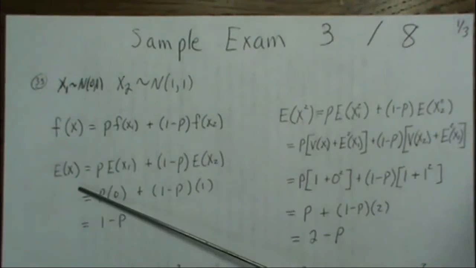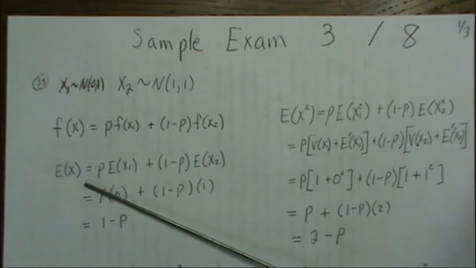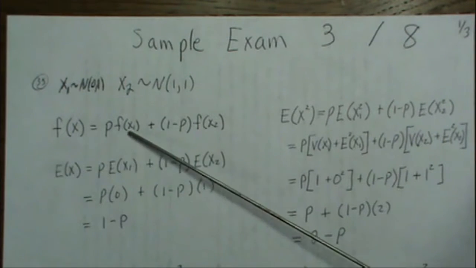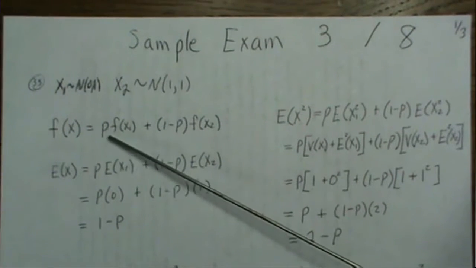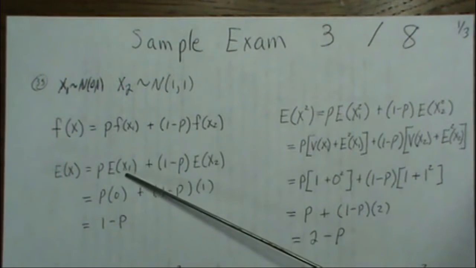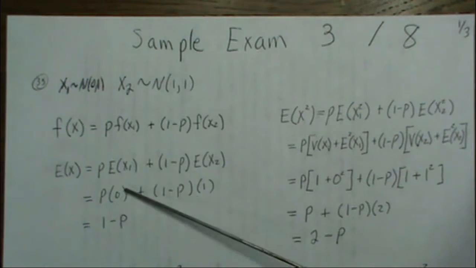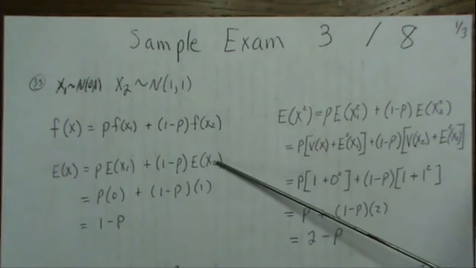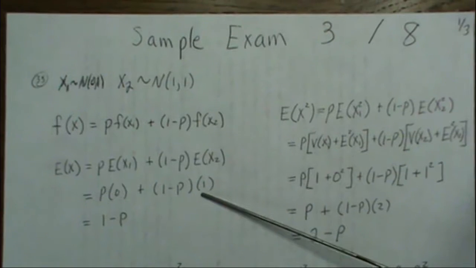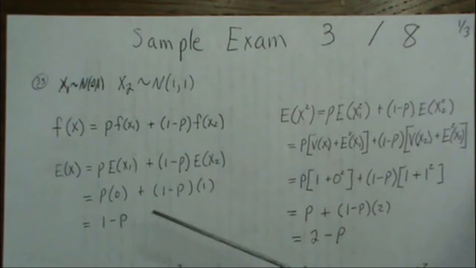So first let's find the expected value, which is, you take it into this expression here. So p is a constant, so it's p times the expected value of x1, which is 0. And this is a constant, so the expected value of x2, which is the mean, is 1. So it simplifies to this.